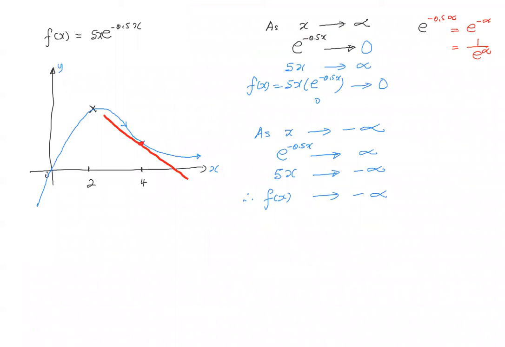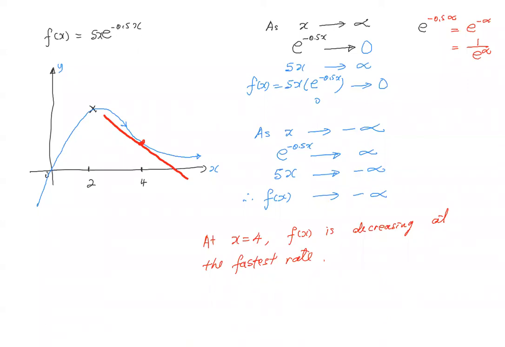So the inflection point here means that f(x) at x equal to 4 is decreasing at the fastest rate. So that is the meaning of non-horizontal inflection point.